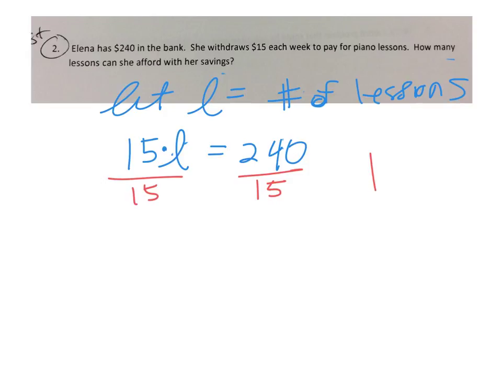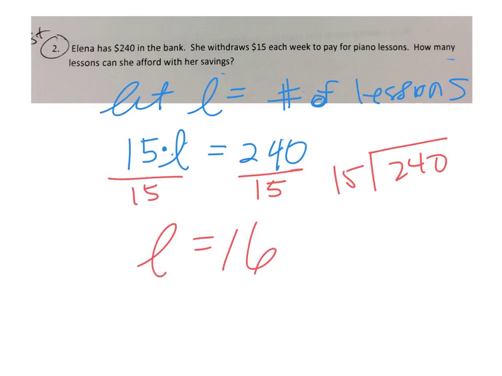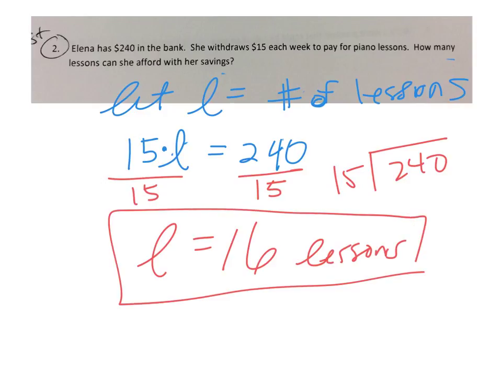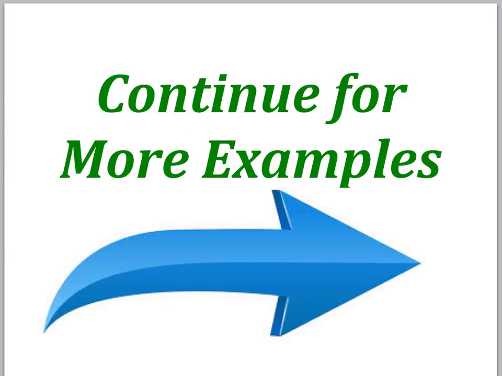If you don't believe me, you can do the work, right? 240, put in your 15, I'll let you do that. But anyway, so L equals 16. And don't forget to label it lessons, so we know what it is we're talking about. That's important that you label. If you didn't, go back and do that. So here, continue for another example from me.